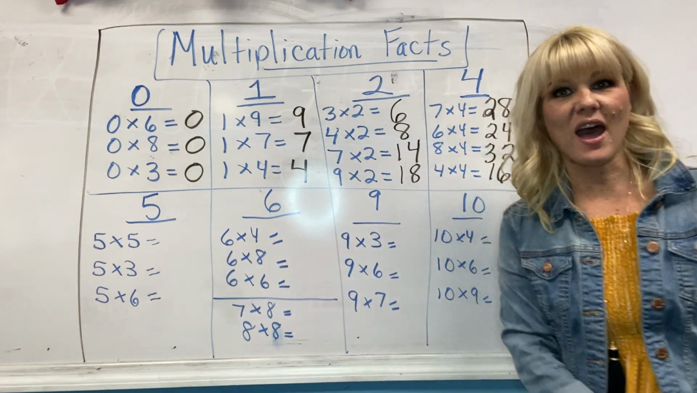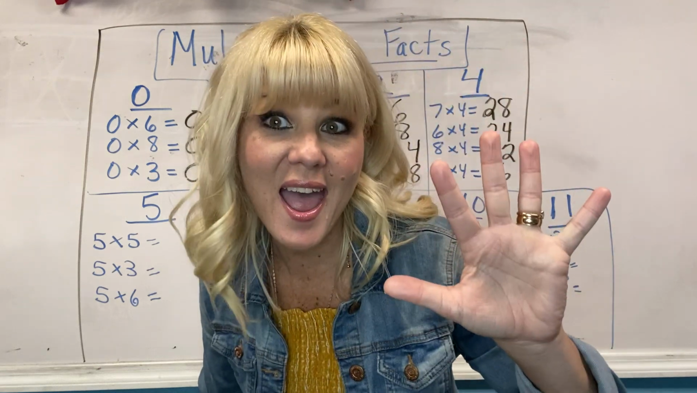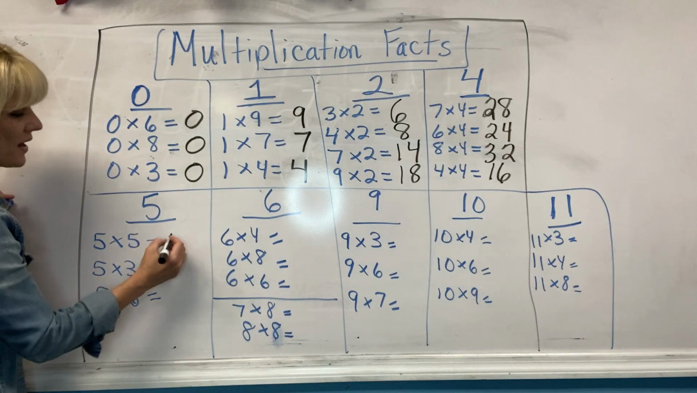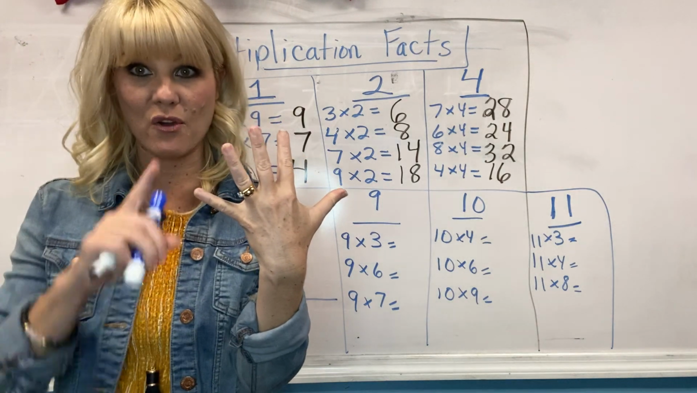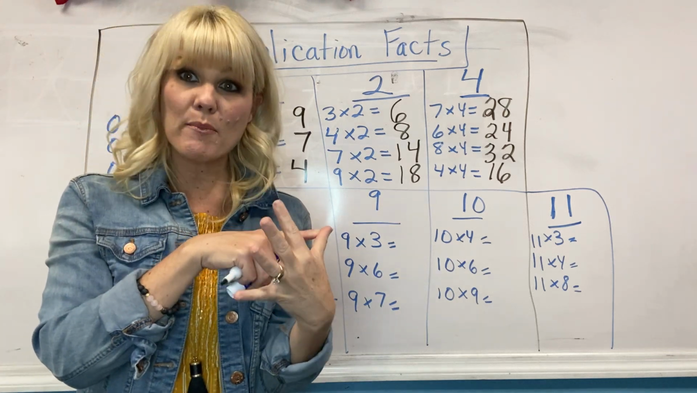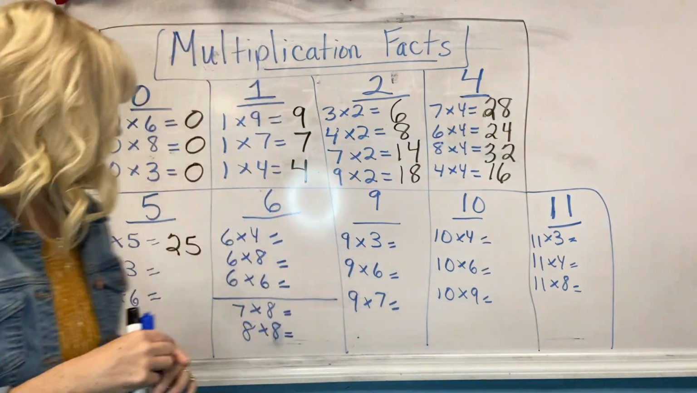You know what we get to do on 5s? Anything multiplied by 5, you count by 5s. Okay, here we go. 5 times 5 is 25. Because if you don't know that, you can count by 5. So you can go 5, 10, 15, 20, 25. Now, obviously we want you to memorize it and to do it in your head, but if you need to, that is a trick, okay?